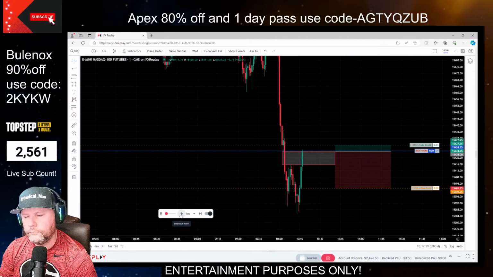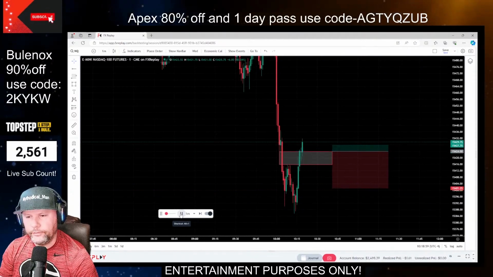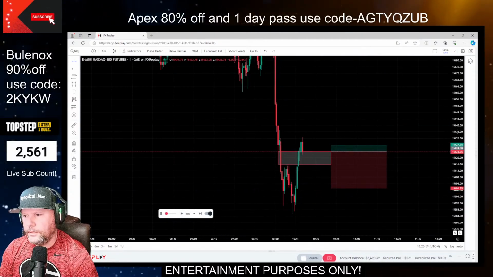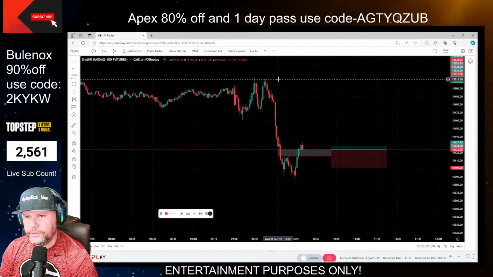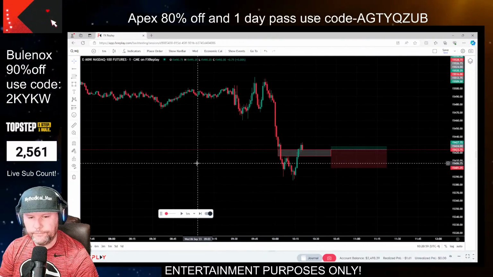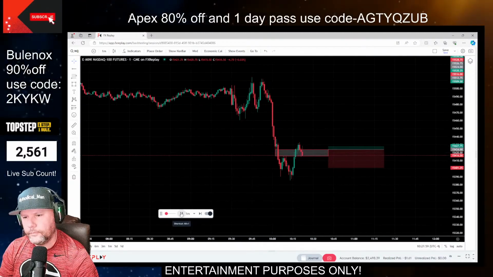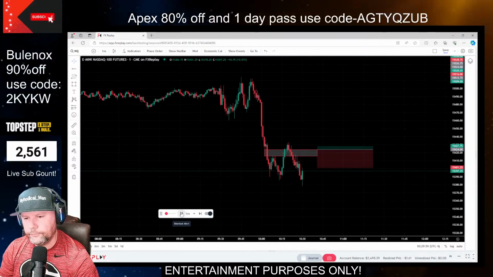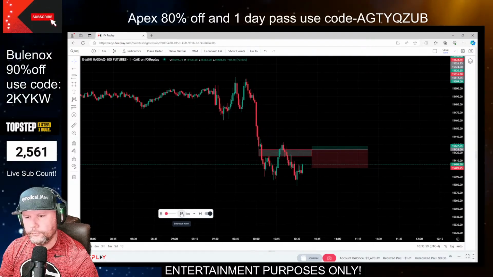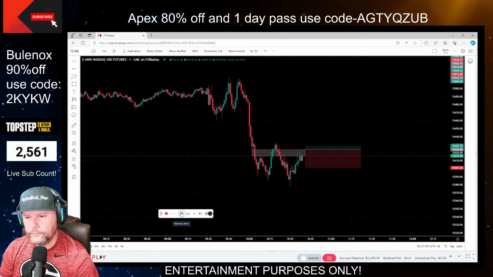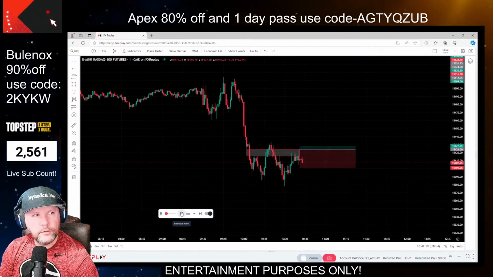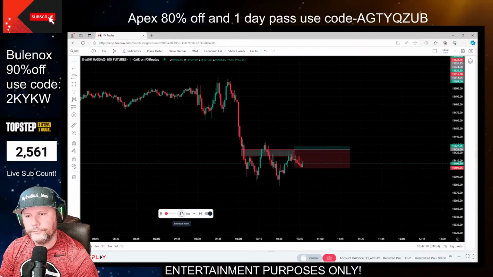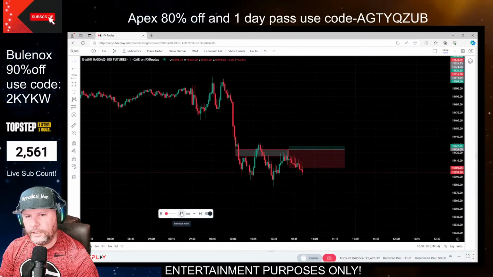Should just blast right through there. Yeah, this would be a decent play. I think we probably push all the way back up here to the 511s. Could take a few tries. Kind of a choppy day there, though, huh?